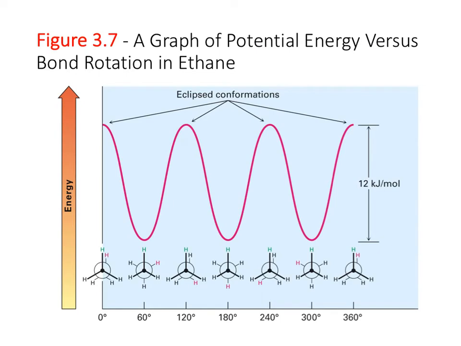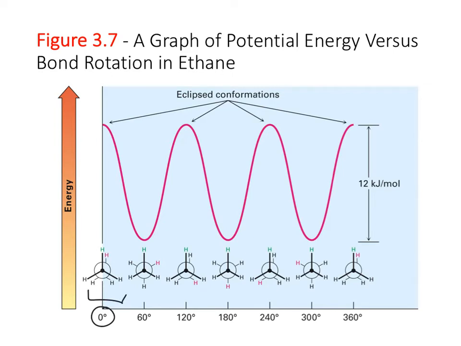Now we can reflect the different energy values for the eclipsed and staggered conformation using a graph of potential energy versus bond rotation. So if we start over here, the x-axis shows the amount of bond rotation. If we start at our starting point that we're just designating 0, we could have started with any conformer. This would be the eclipsed conformer shown here. Notice how the hydrogens are right on top of each other.